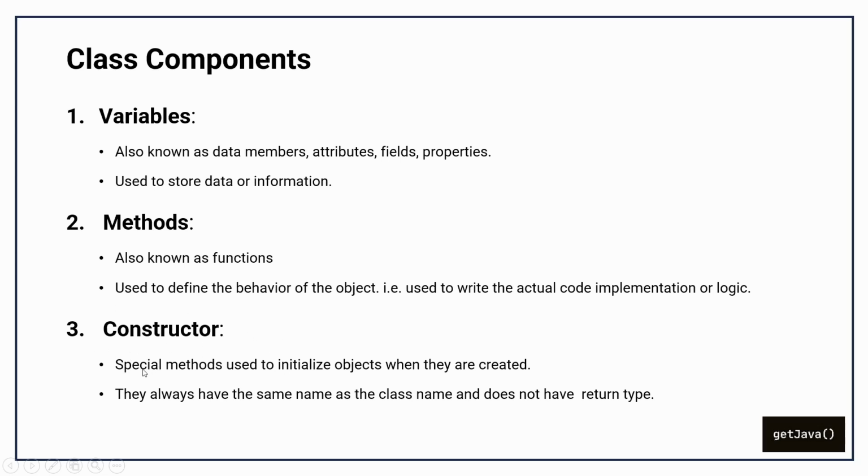It is also a kind of a method, but it is a special method used to initialize objects when they are created. Now they always have the same name as the class name and do not have a return type. So how to differentiate between a constructor and a method? So a constructor will always have the same name as the class name. So what it means we will see in the next slide.